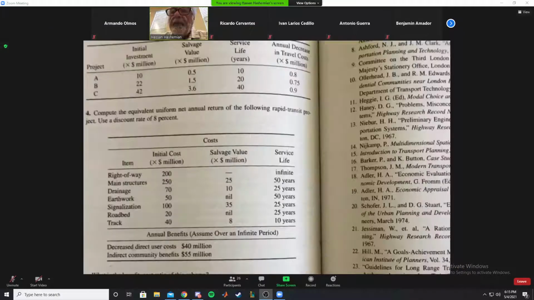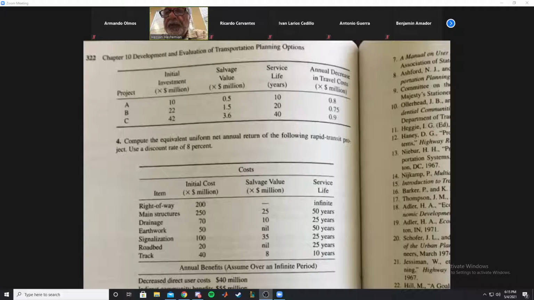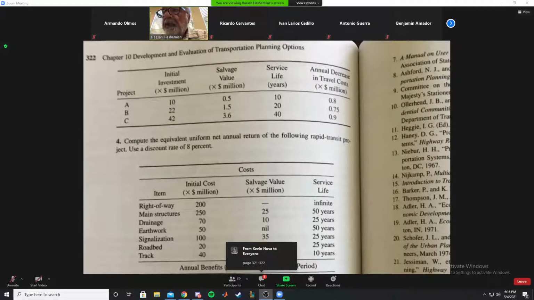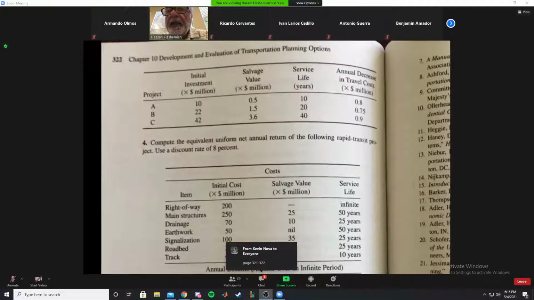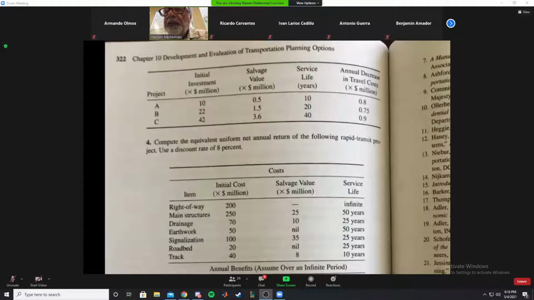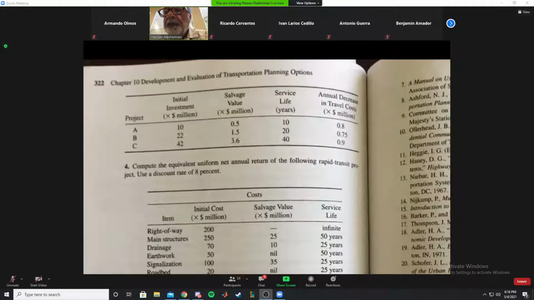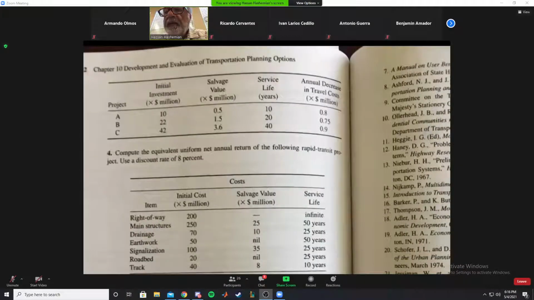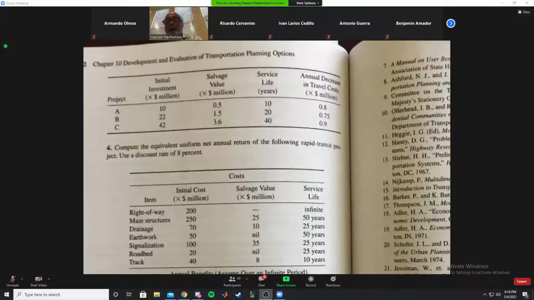Okay, this is the problem here. So 3 projects are given, A, B, C, and then salvage value is given, service life is given, and then they have what they call annual decrease in travel costs. That's given. That's page 322 and 321 of your textbook. The problem is on 321, and this table is on 322. All right, so we want to know how to do this problem.